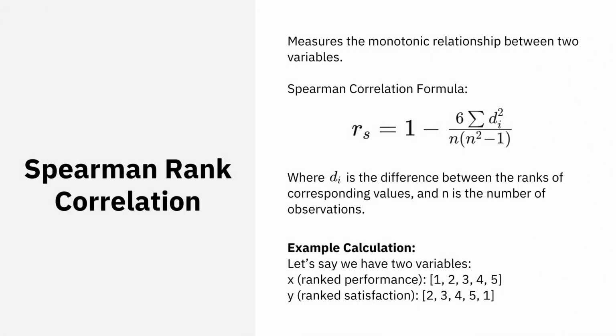Spearman rank correlation is used when the relationship between variables isn't linear but monotonic, meaning as one variable increases, so does the other, even if not at a constant rate. The formula is given by this expression. Let's say we have two variables. We rank both variables and calculate the differences. Using the formula, we calculate our ρ equals 0.7, indicating a moderately strong positive correlation.